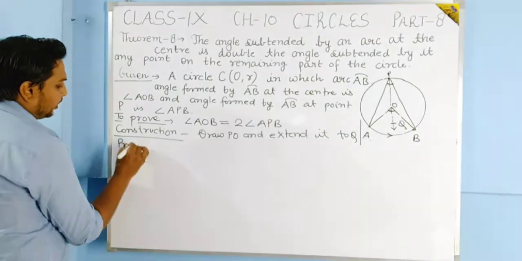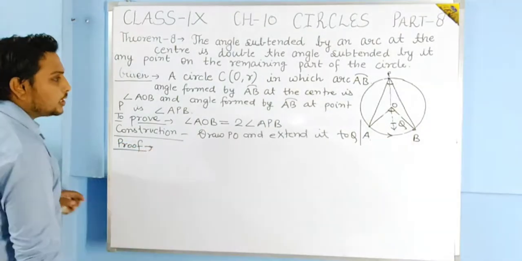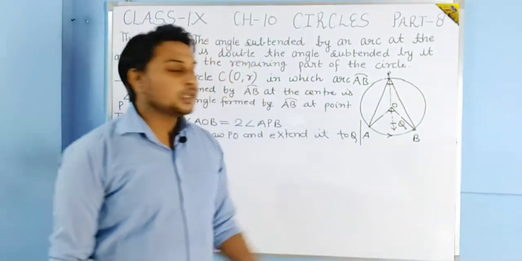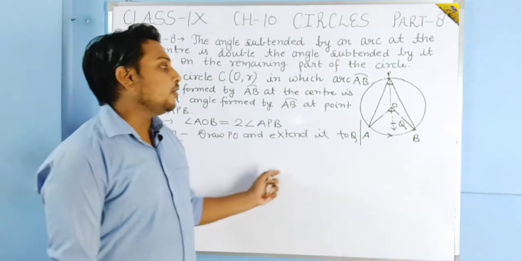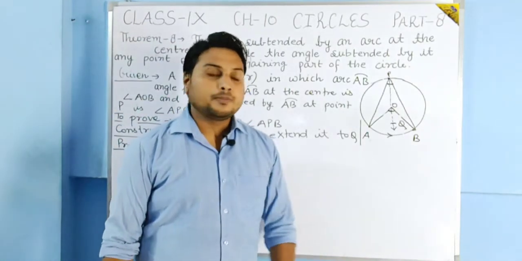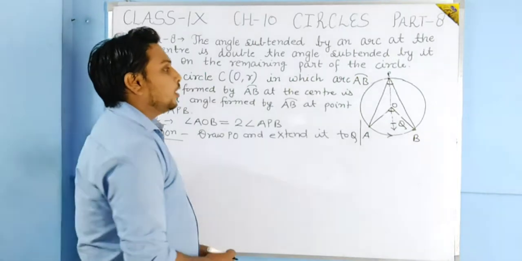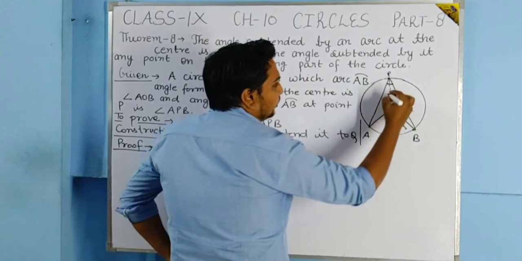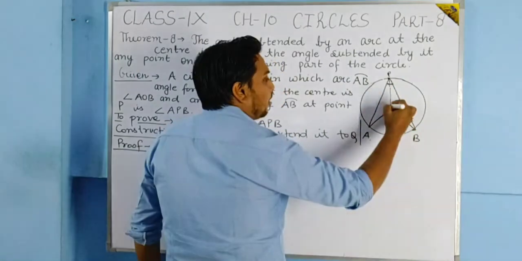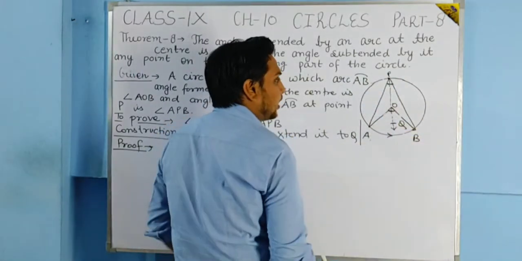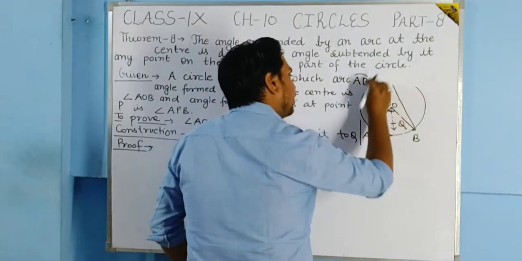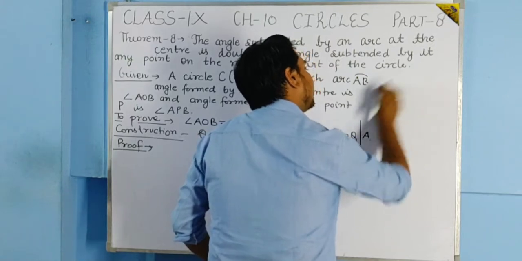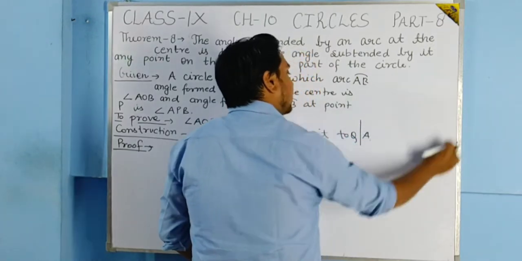Now coming to the proof part. I have told you students that this case is for the minor arc, and with the help of this you will do the case of the semicircle and the case of the major arc. Now students, you know that this is the circle of center O and radius R. Let us make a larger figure, because if the figure is smaller you will face a problem seeing it.